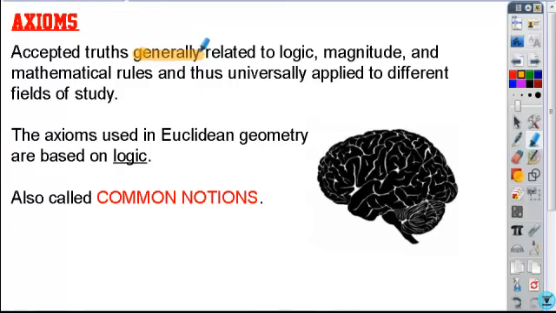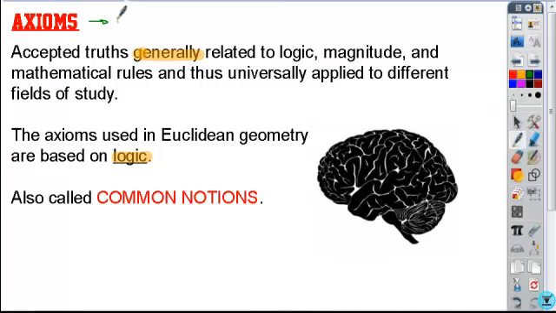This one is related to logic, math, magnitude, or measurements, and so it applies to many different fields. Any math, any science will use the same set of axioms that we're going to talk about. The axioms that we're going to deal with are going to be based on logic and math, and they're also called common notions. The distinction between axioms and common notions will involve the perspective.